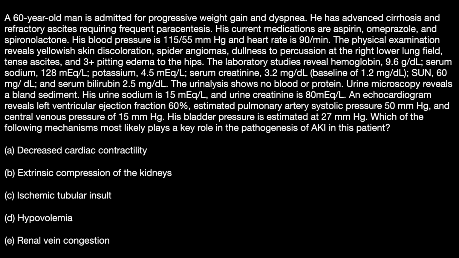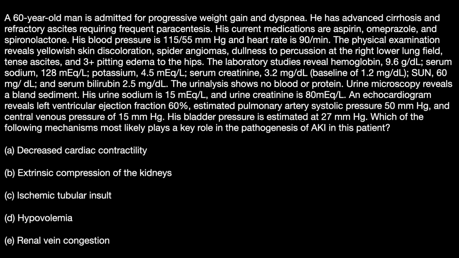Now, this particular patient has advanced cirrhosis, refractory ascites, progressive weight gain and dyspnea. On physical examination, we have found tense ascites and 3+ pitting edema, and the creatinine has risen. The key findings here are that the pulmonary arterial systolic pressure is elevated, suggesting there is portopulmonary hypertension. The central venous pressure is also elevated.